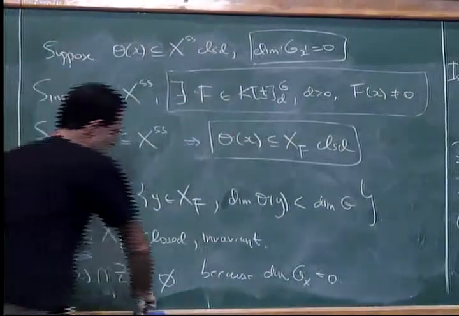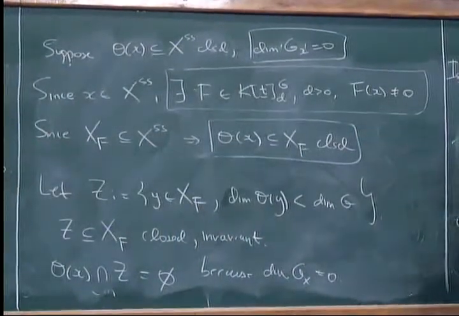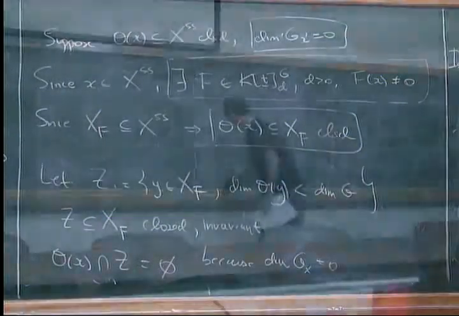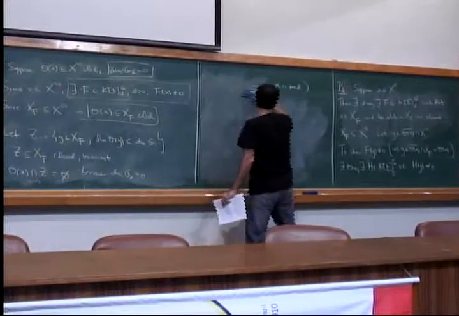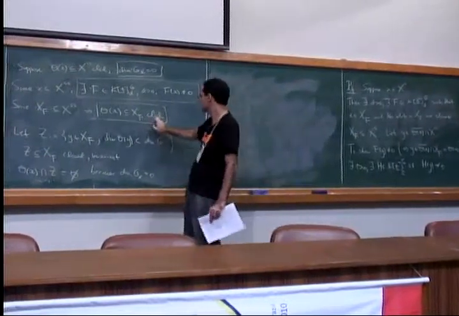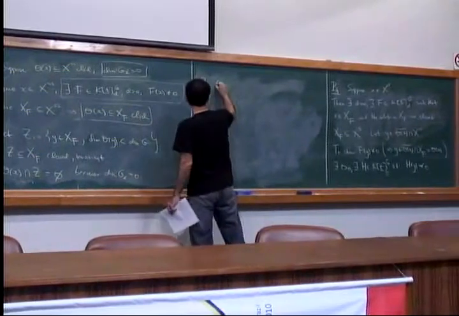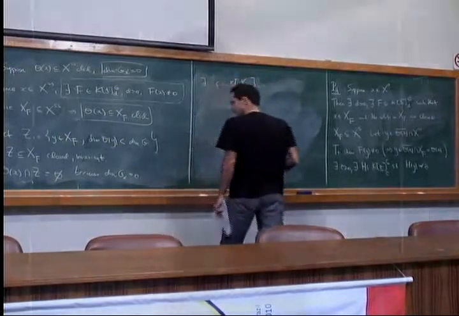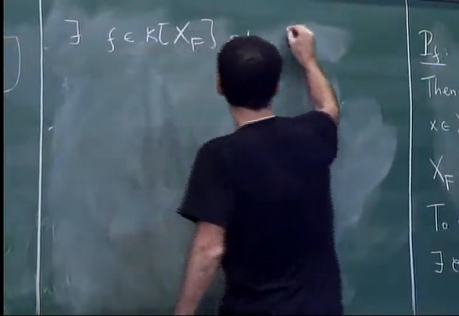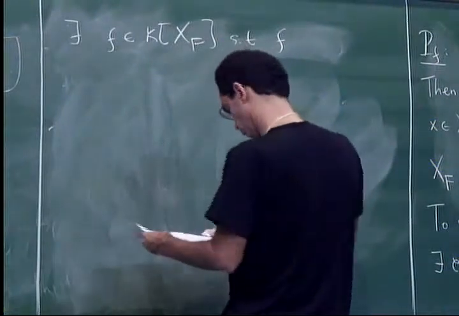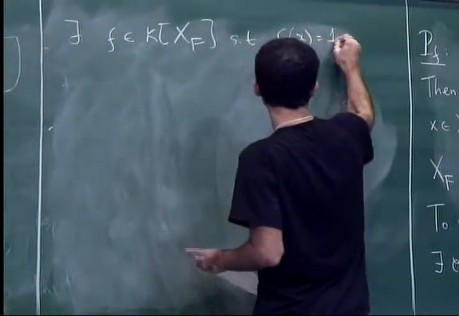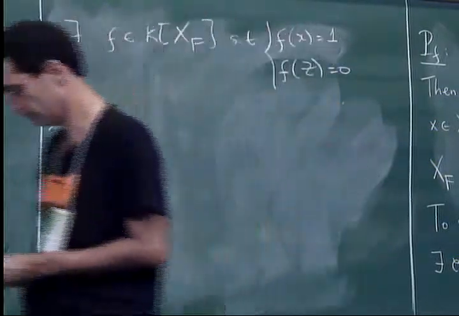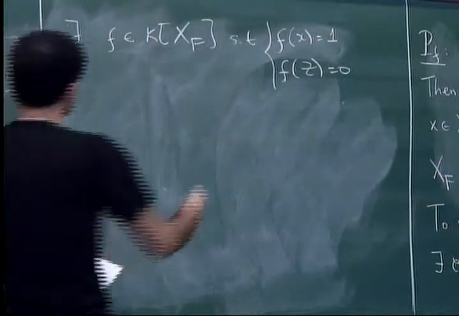Okay? So since we have a reductive group, we know that we can find an invariant function that separates these two invariant closed subsets. Right? Because OX is also closed. So there is a function on XF, which is affine, so we can apply this, such that f of x is 1 and f of z is 0. Okay. And as I mentioned, something invariant.